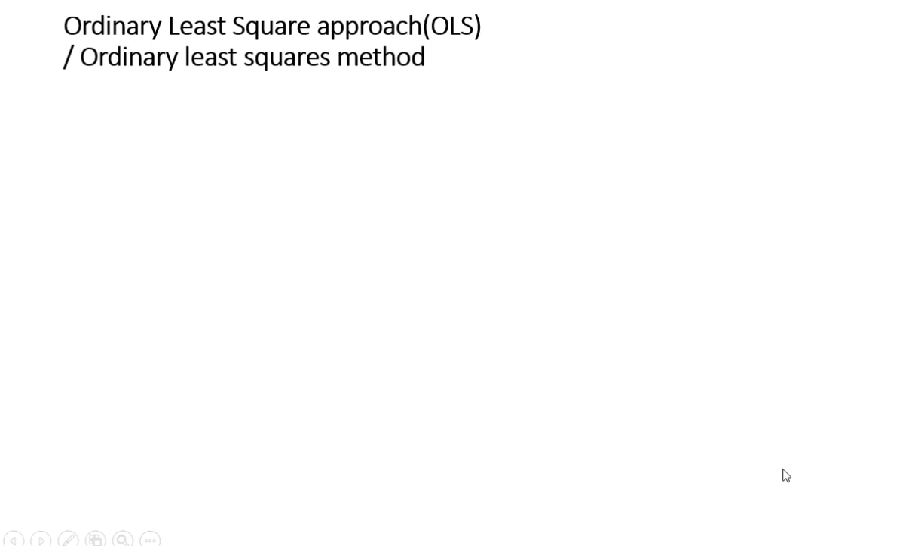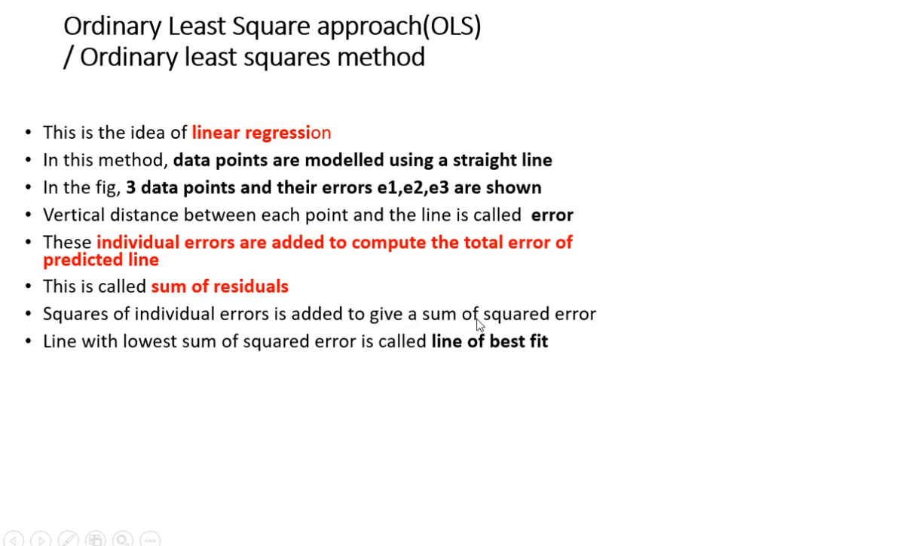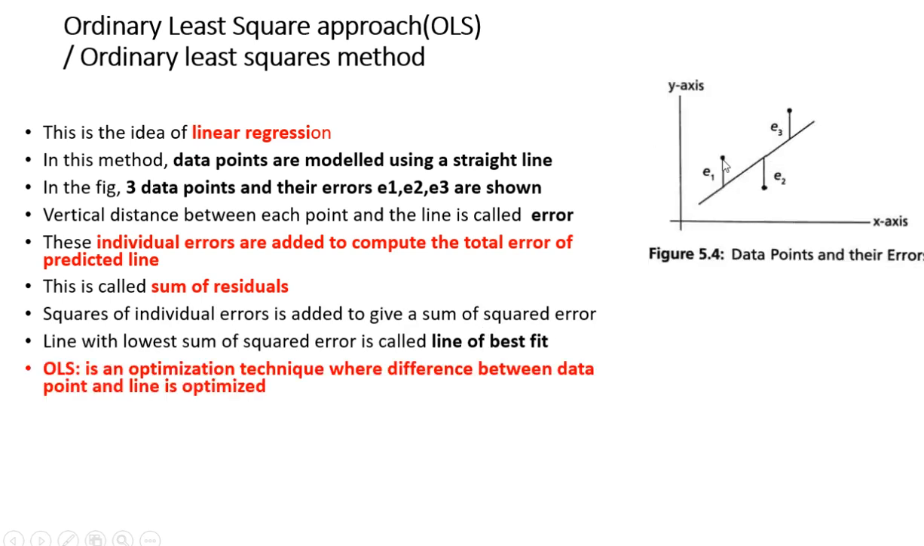Coming to the next one, before we go into the math, there's one important approach called the OLS approach, that is the ordinary least squares approach. This is the idea behind your linear regression model. As we saw in the previous slide, we have a set of scattered data points, one here, here and here. The data points are modeled using a straight line, and this vertical line is nothing but your E1, E2, E3, which we call residuals.